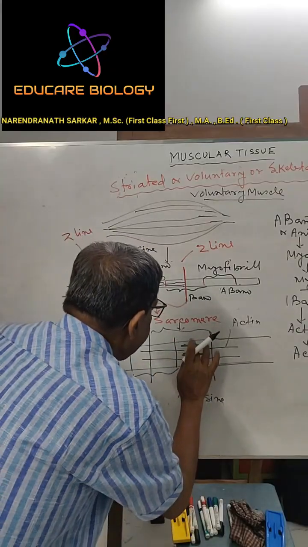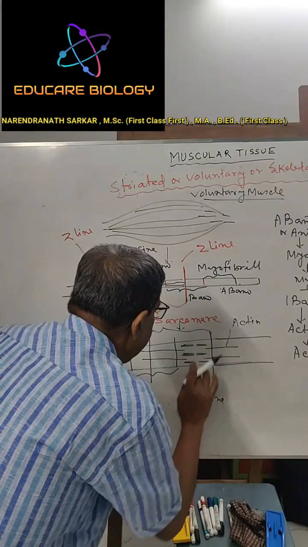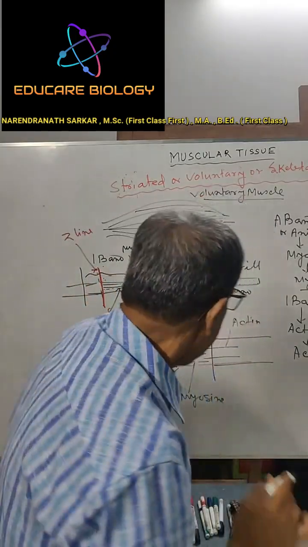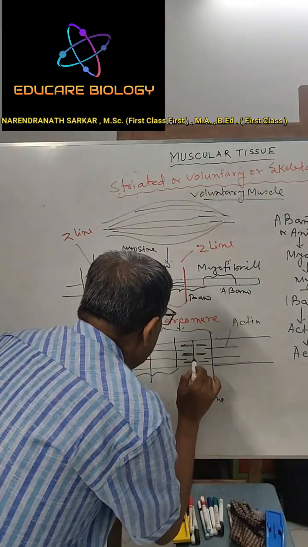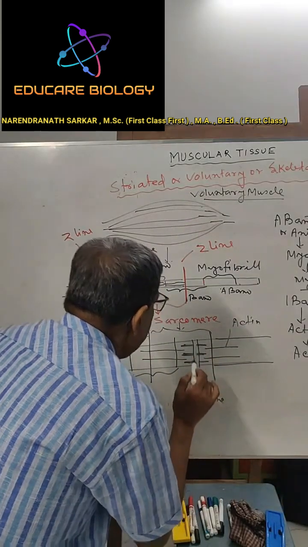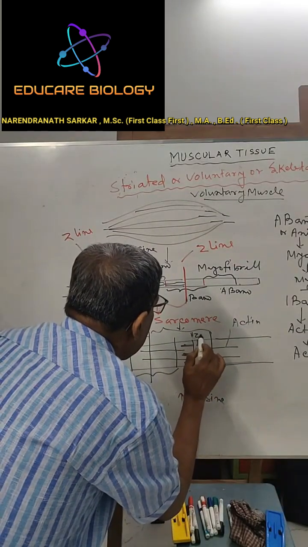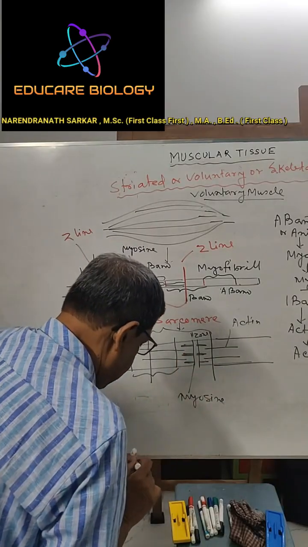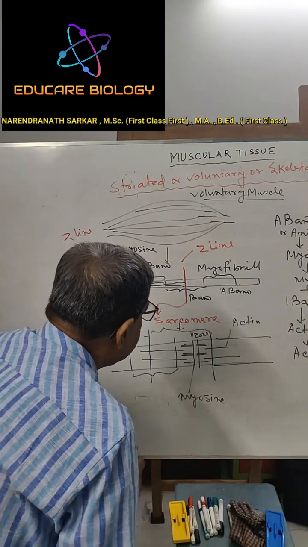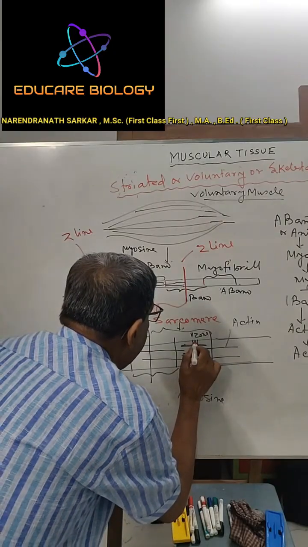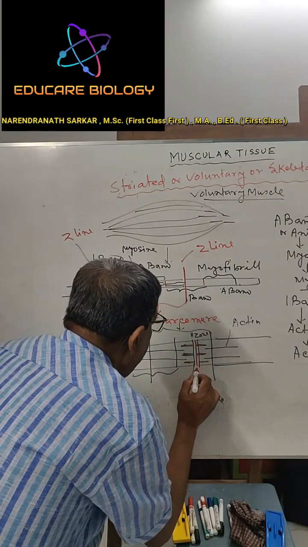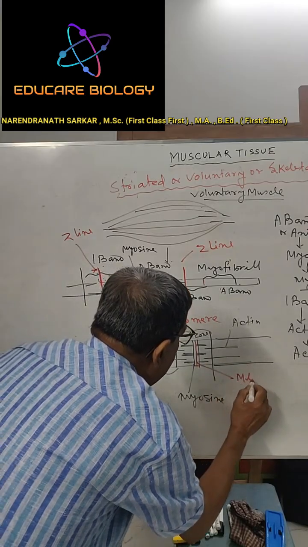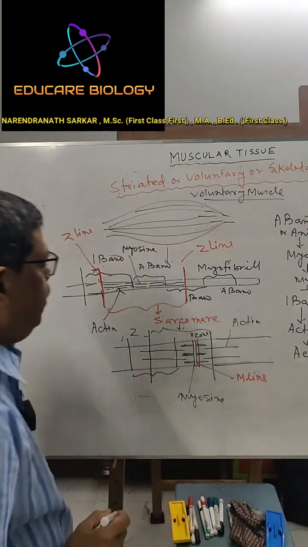Next, in the middle of the A band, there is a zone which is called H zone. In the middle of the H zone, there is a line which is called M line. This is M line.